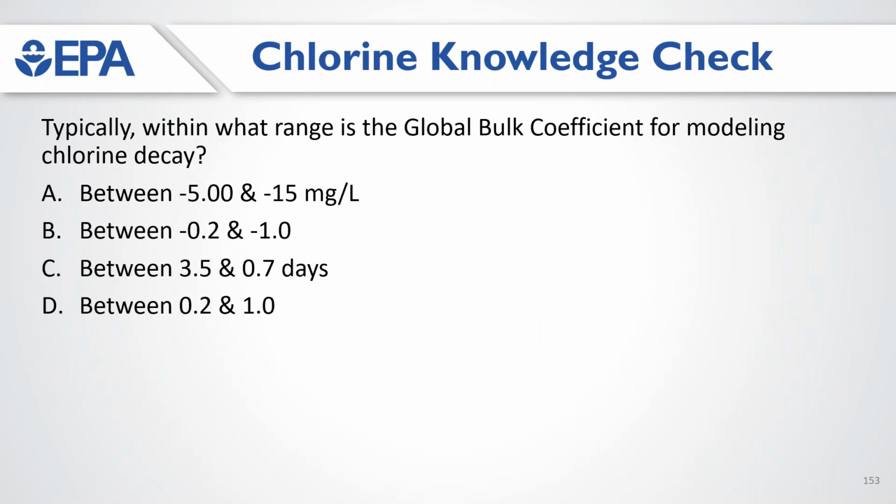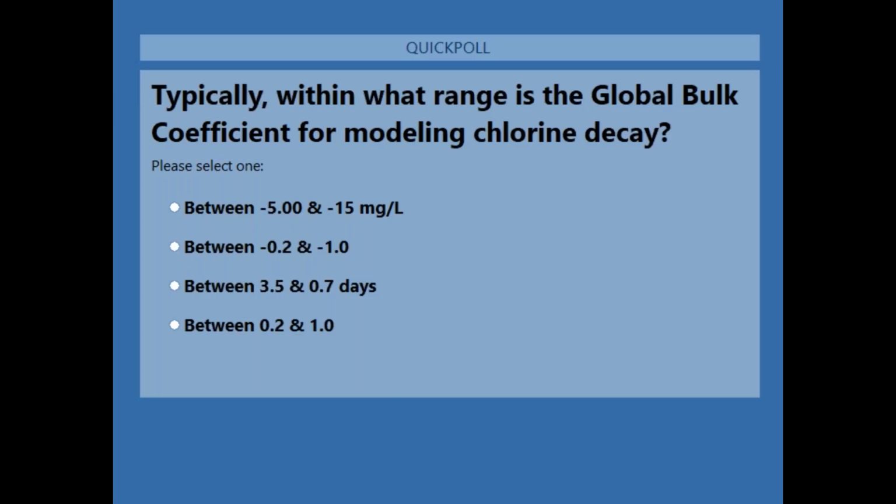Now we're at the end of our last application, and it's time again for a knowledge check. Typically within what range is the global bulk coefficient for modeling chlorine decay? Think about what we set in the last exercise, well, 2 exercises ago.